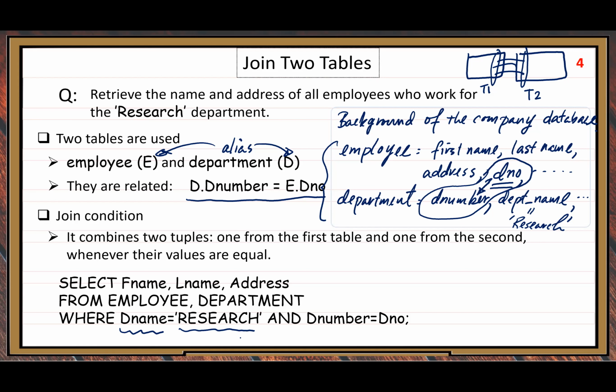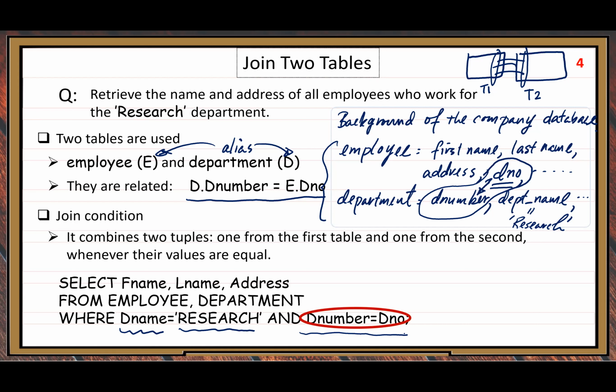And D number equals D no. This is the join condition. Because there is no confusion, we do not use the alias here. All right, so that is the first example of table join. I hope you can understand. Later we will spend more and more time to understand table join, and you will get used to it.